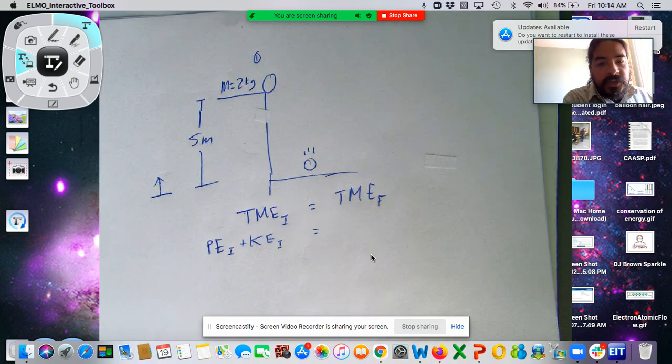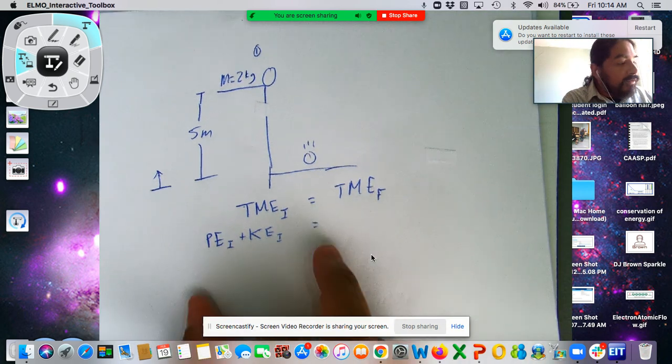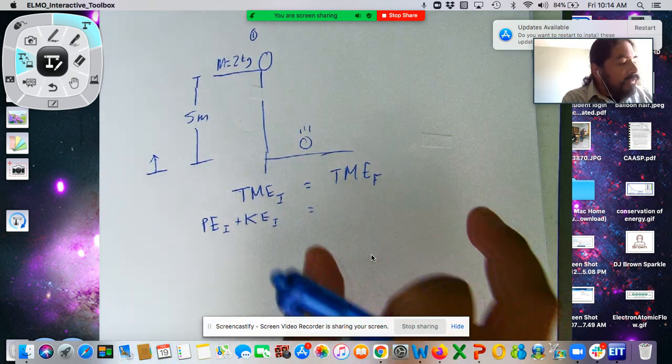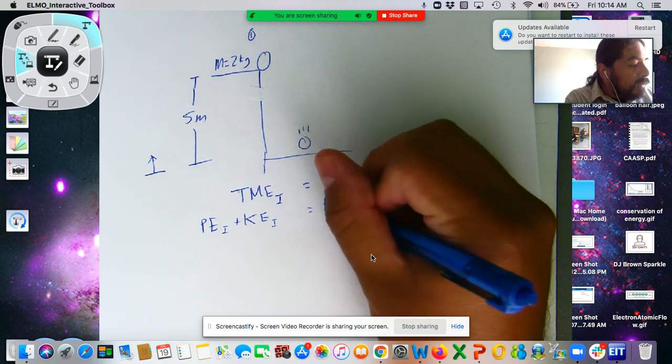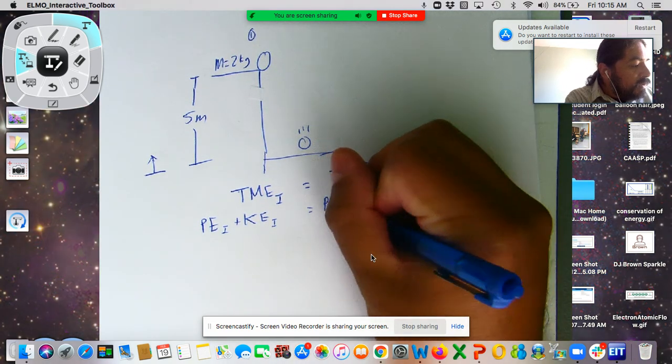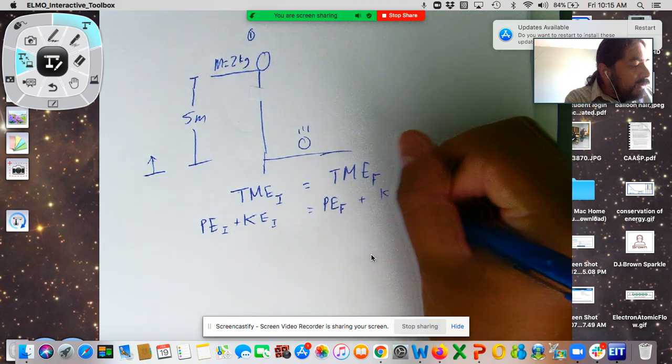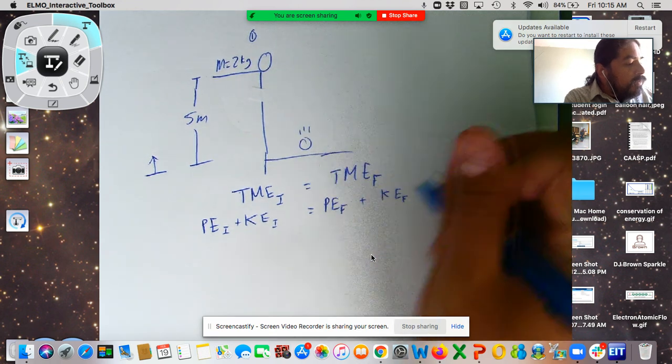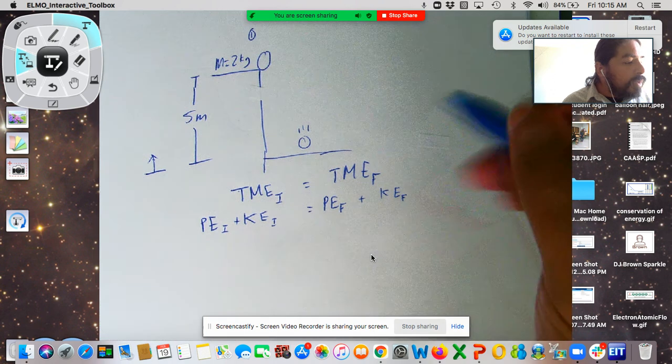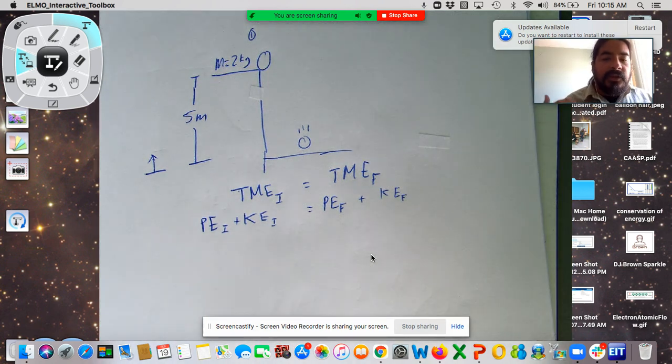Conservation of energy means that whatever energy you have in the beginning is the same energy you have afterwards. It just changes from one form to the other. And you'll see that here. So potential energy final plus kinetic energy final. One thing I like to do when I'm doing these problems is that if there are any zeros, I'll go ahead and plug those in.